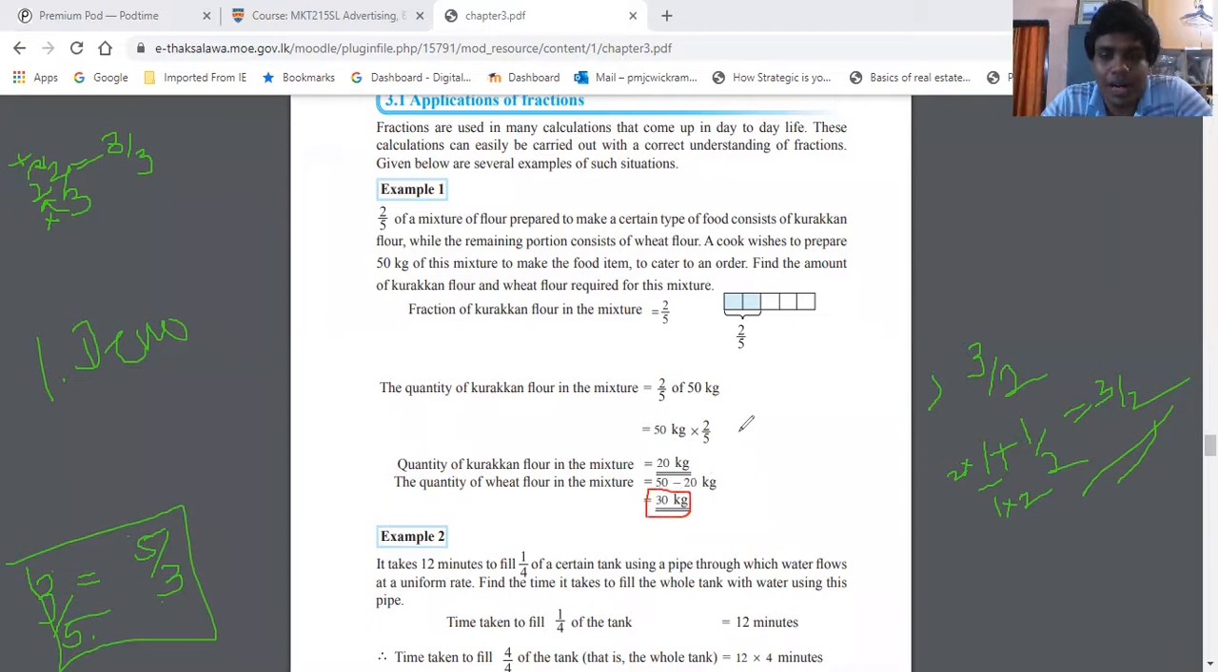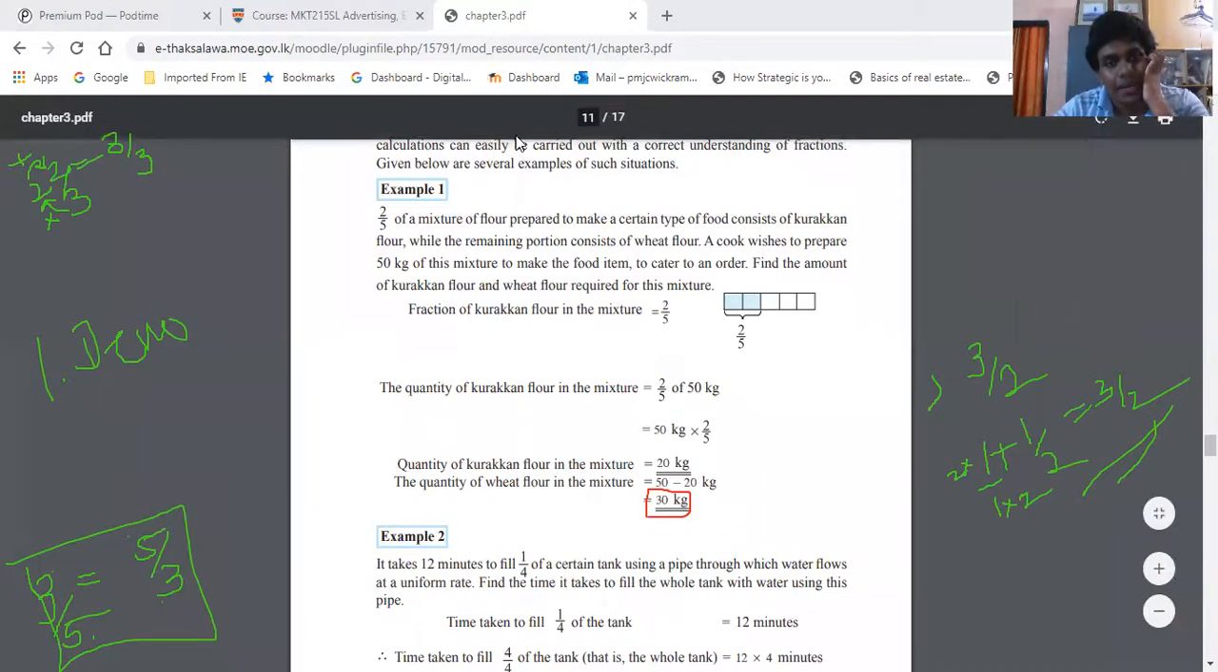Basically you don't need to multiply it by the other amount. You can straight away get the answer because there is only wheat and Kurakan. So they have subtracted to get the other amount of the mixture. It's as simple as that.